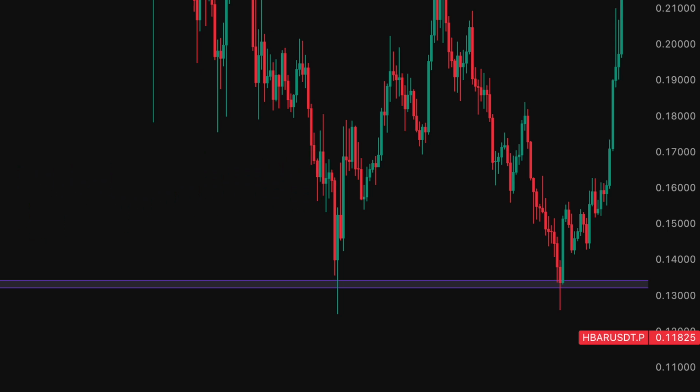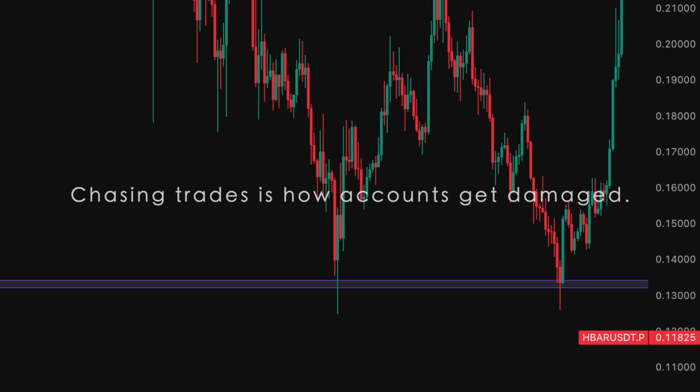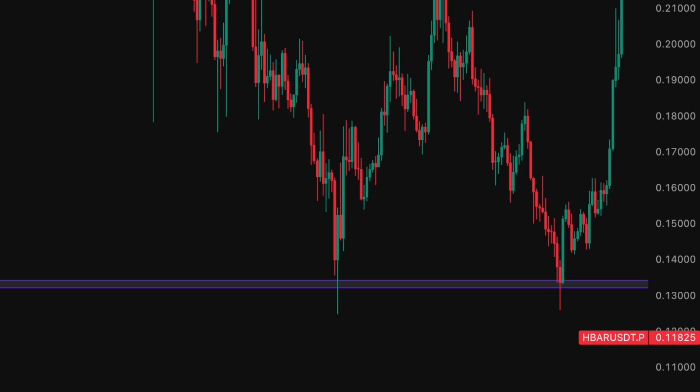Scenario 3. Missed entry. Price reacts perfectly and leaves without you. This is not failure. Missing trades is part of trading. Chasing them is how accounts get damaged. Professionals wait for the next opportunity.